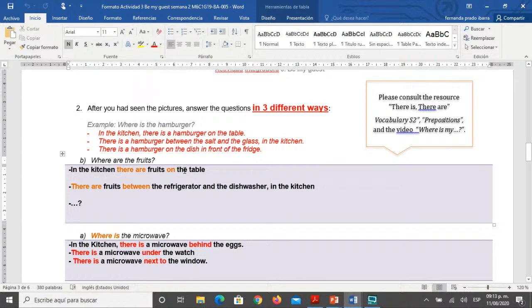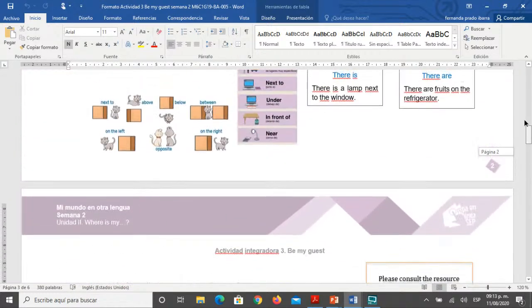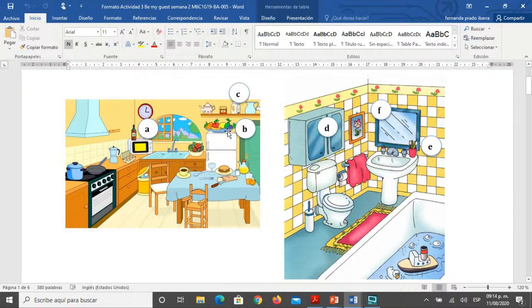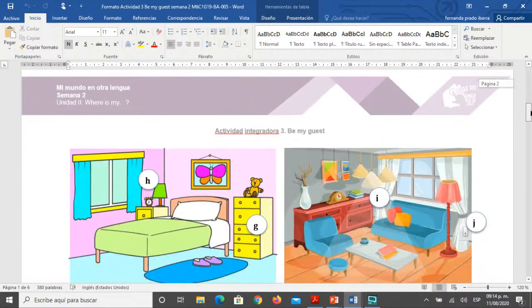If we want to check that we are correct, let's go back to the images, to the kitchen, and we're going to find the fruits. The fruits are on the fridge. Okay, in the kitchen, the fruits are on the fridge.